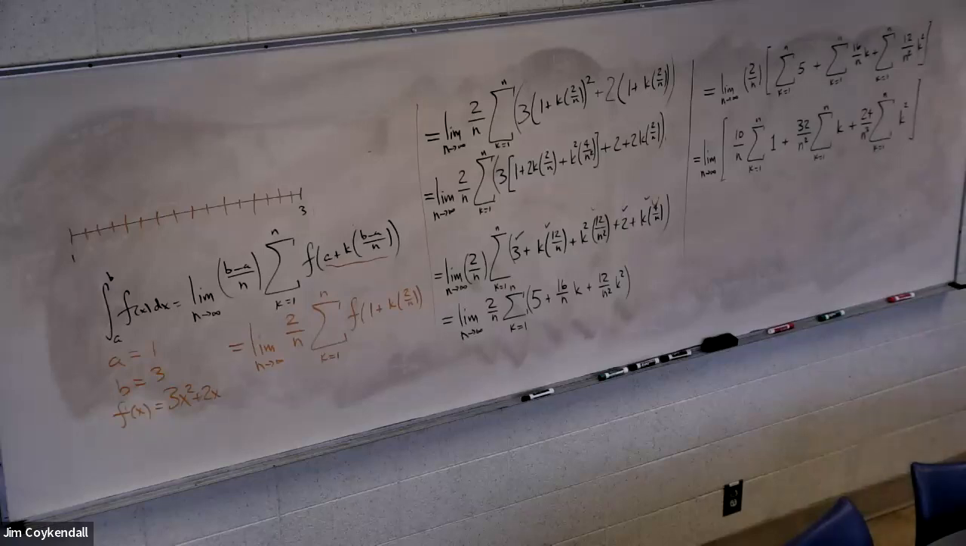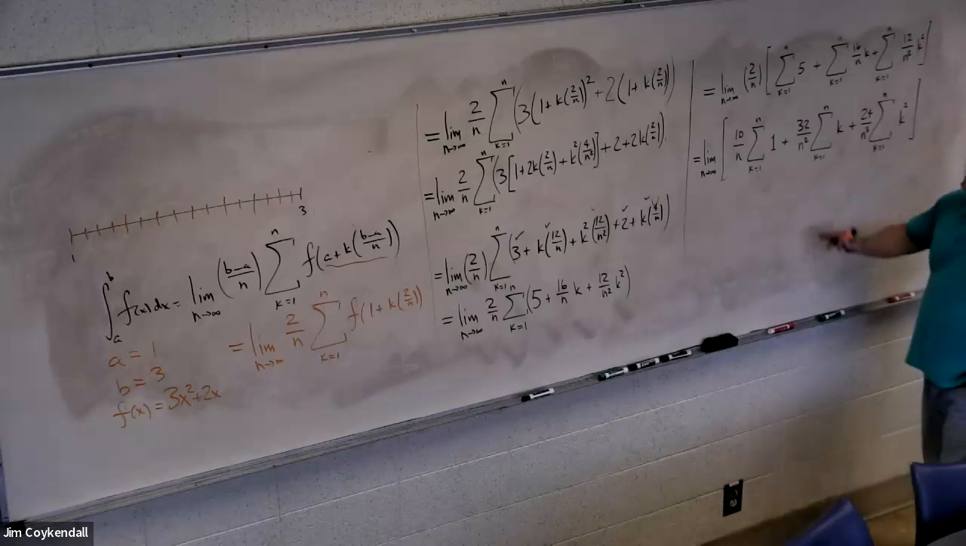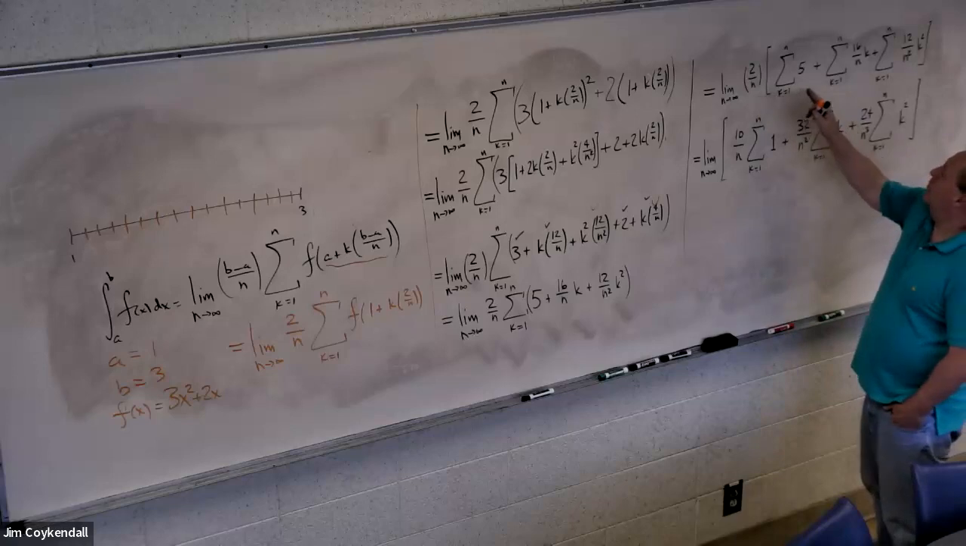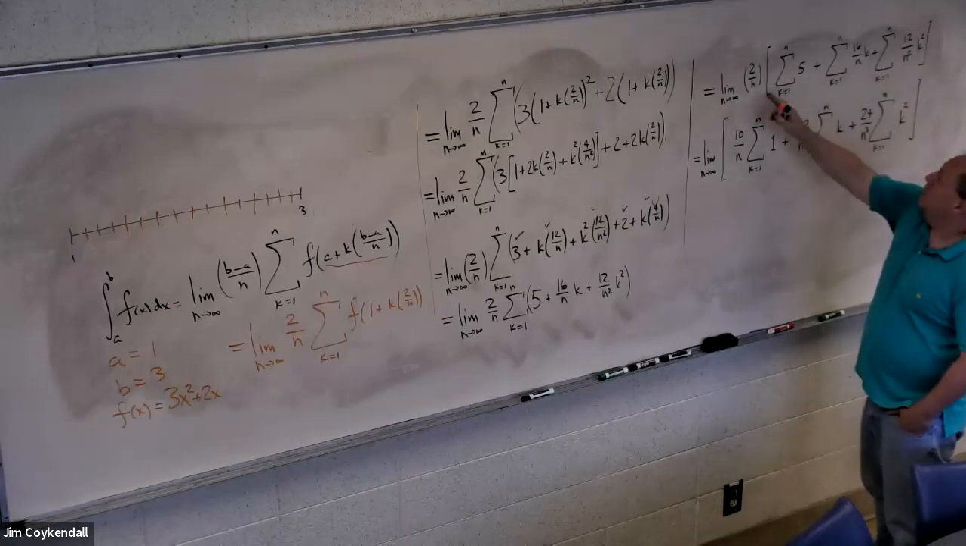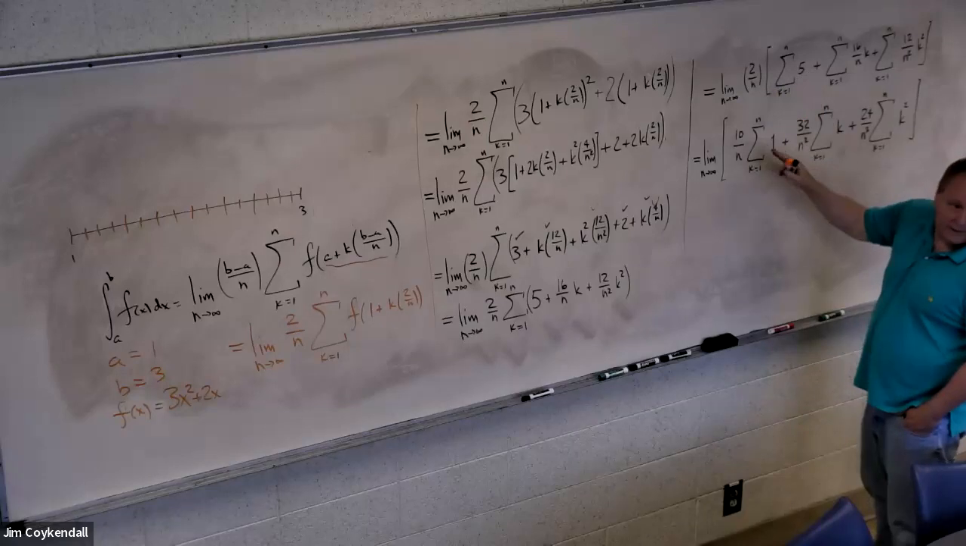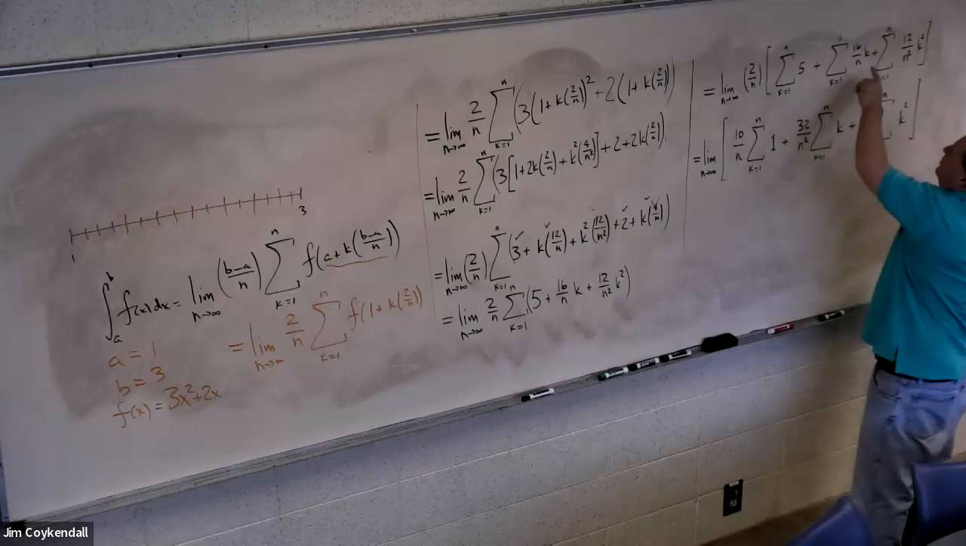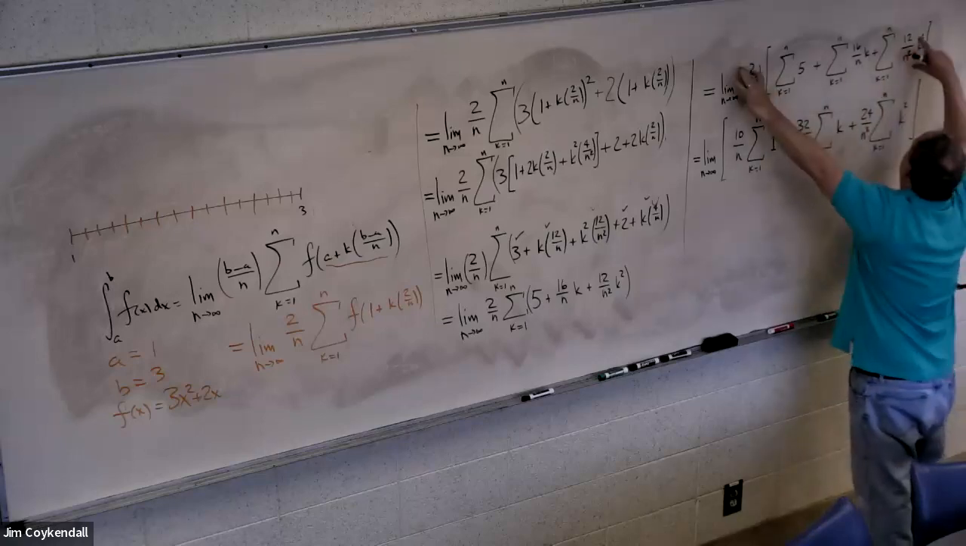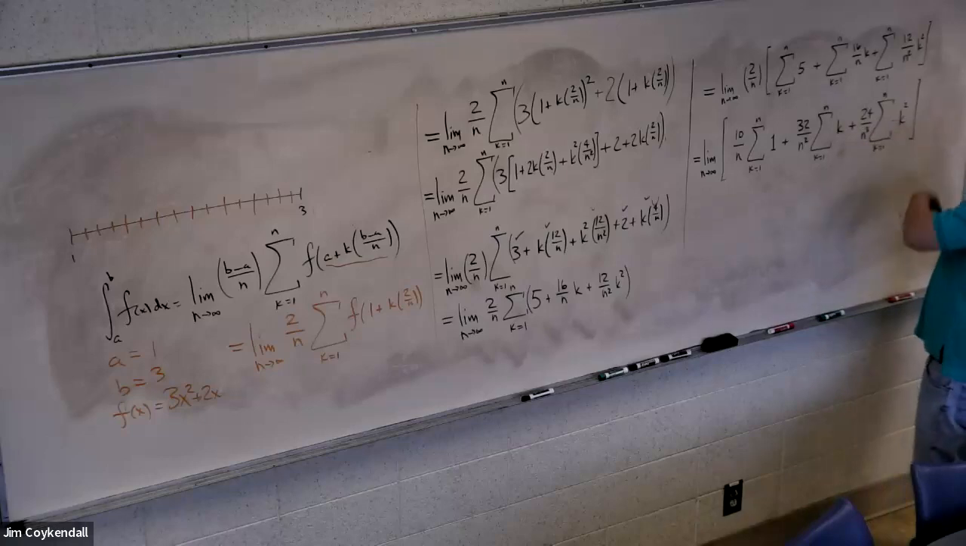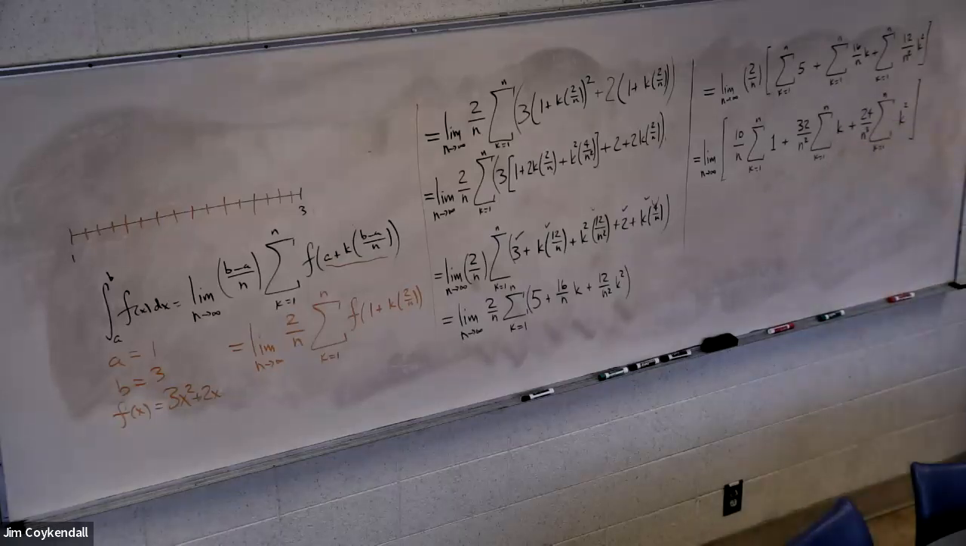I want to make sure you'll catch up and I know what I did. Steps. Okay, so I basically multiplied this 2 over n. So that's 10 over n times 1. Right? 2 over n times 16 over n is 32 over n squared. And 2 over n times 12 over n squared is 24 over n cubed.